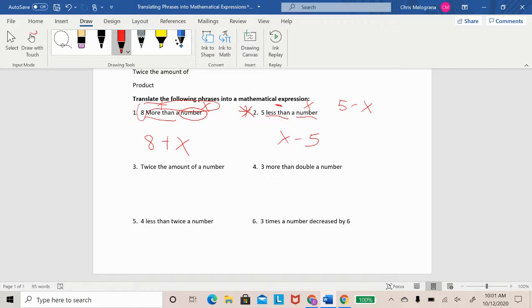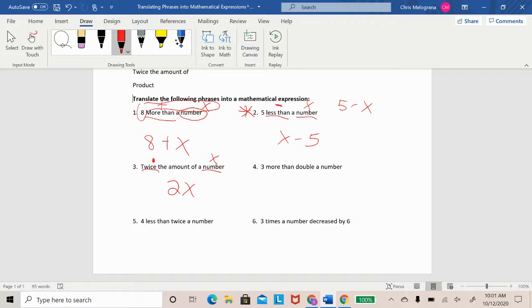Okay, for number 3, it says twice the amount of a number. Again, in your notes, if it ever says double the amount or twice the amount, that means we're multiplying. So I'll put a little dot. So I'm just multiplying the 2 and the x. So that's just 2x.